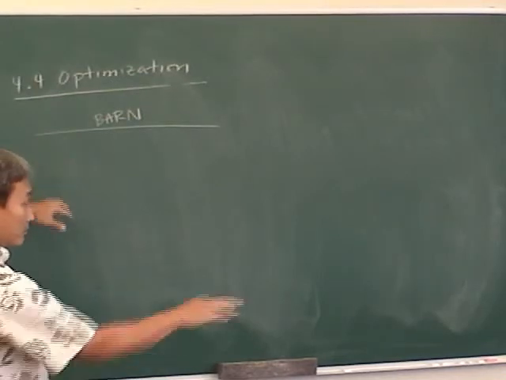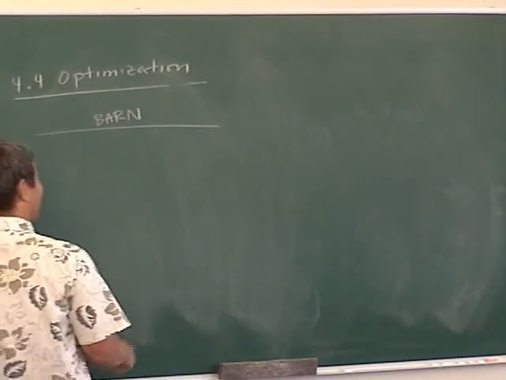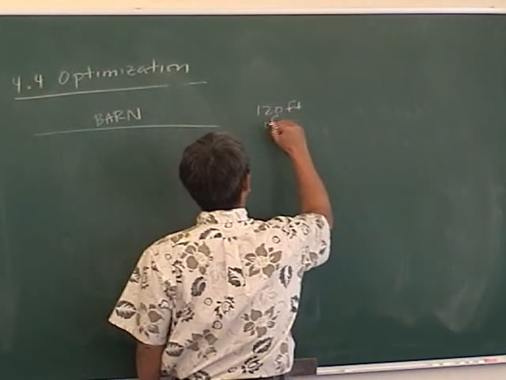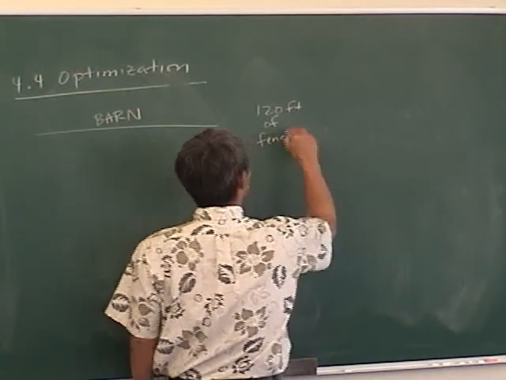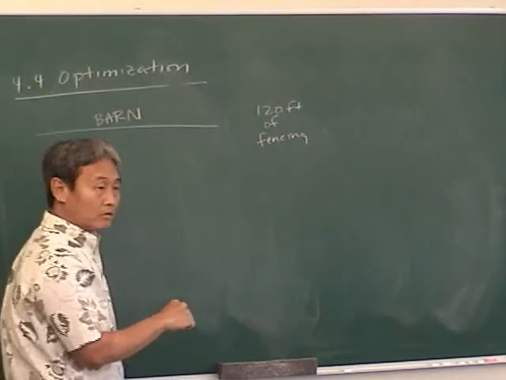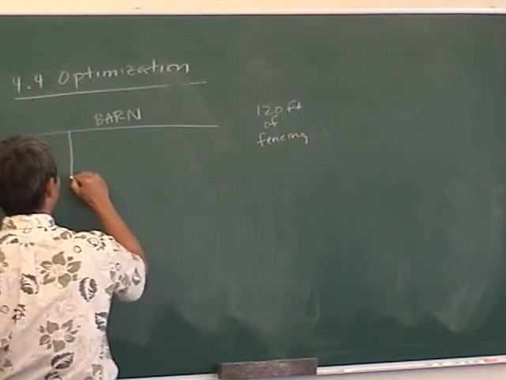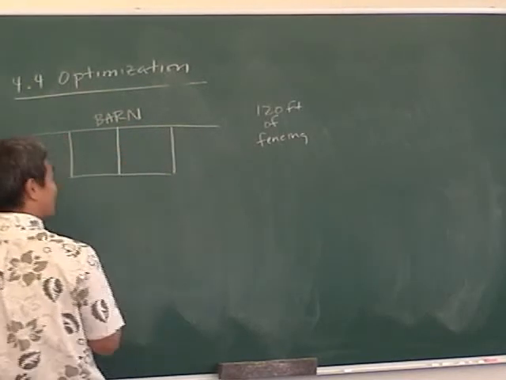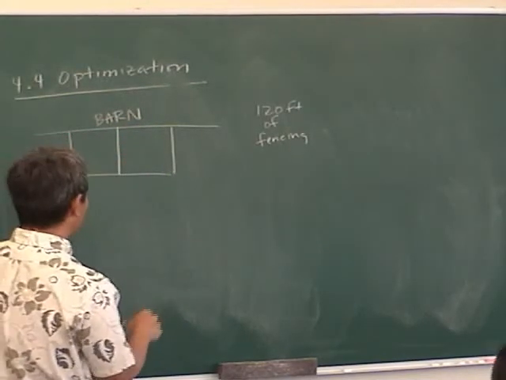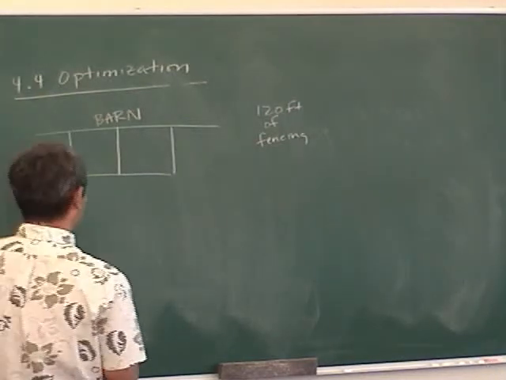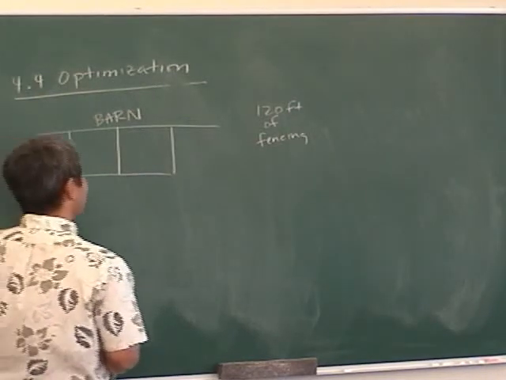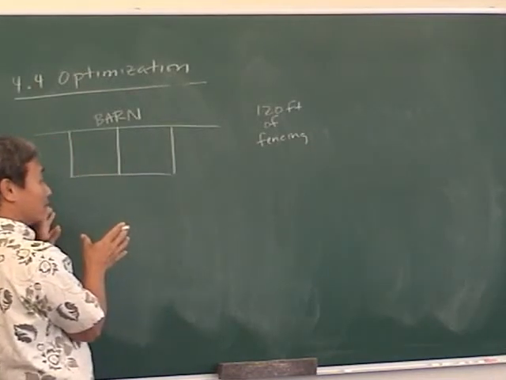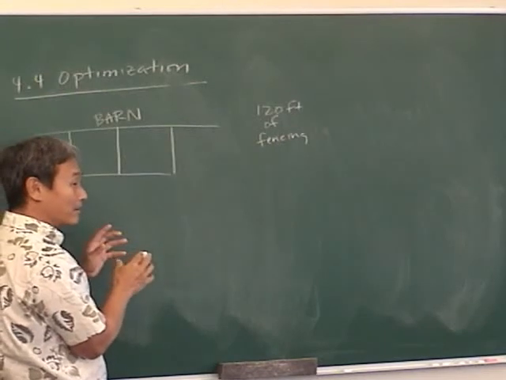You guys remember this problem? You have a barn. Here's the side of a barn. You have 120 feet of fencing available. What you want to do is make a rectangular enclosure that looks like this. And then we want to put a divider in like this because we have goats and sheep, and we want to keep them separated. So, how should I construct this enclosure to enclose the maximum area?